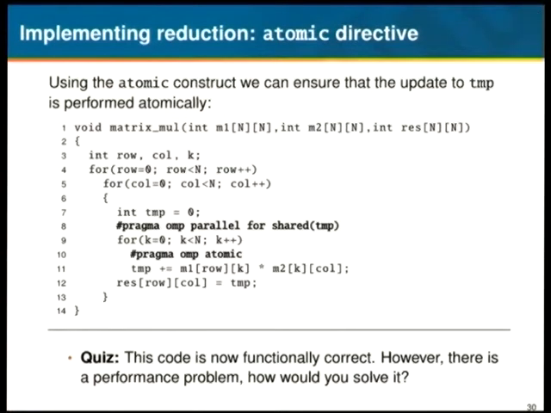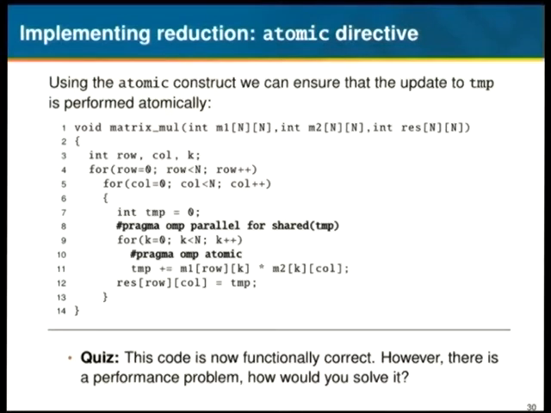Because what we can do is say, okay, we make all the writes to TMP atomic, which means that we know for sure, thanks to underlying mechanisms in the processor, and mostly in the cache mechanism of the processor, that every write will succeed. So I will read the value, add to it, write it, and I'm pretty sure that no one else will be in between this read, modify, write action. That's what atomic promises.